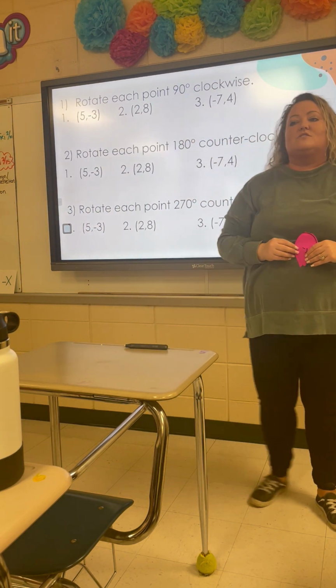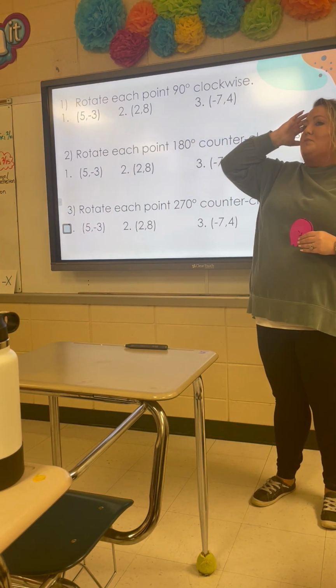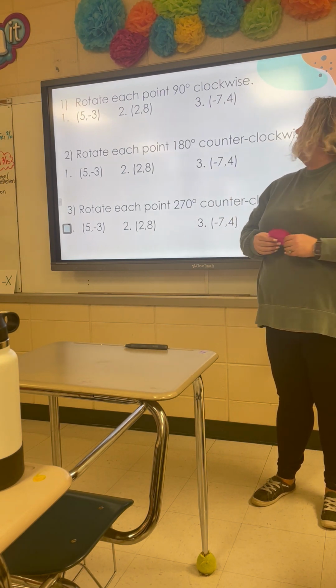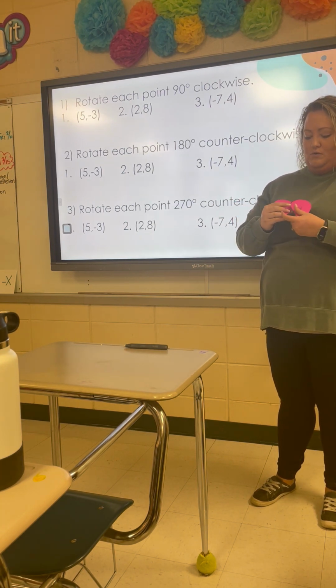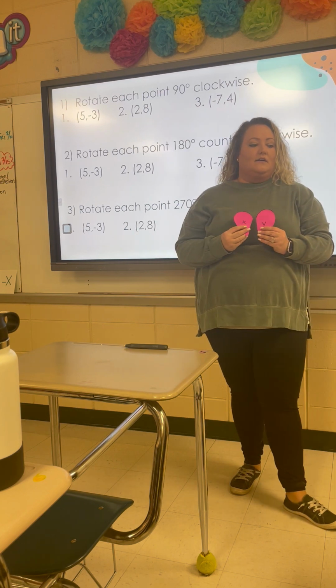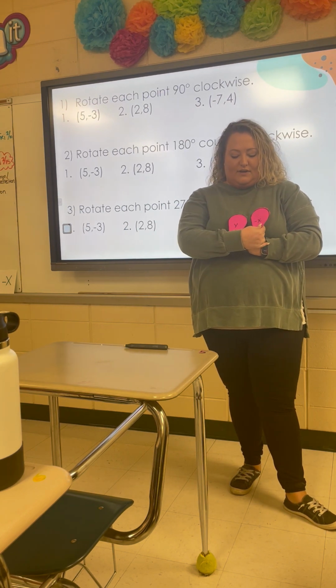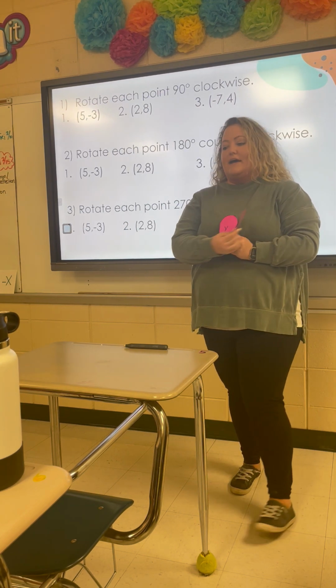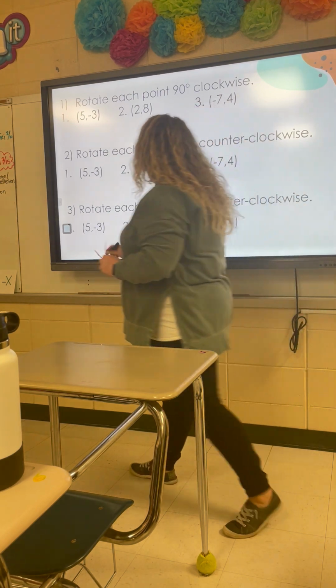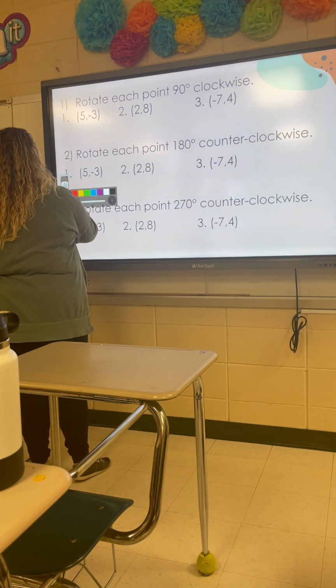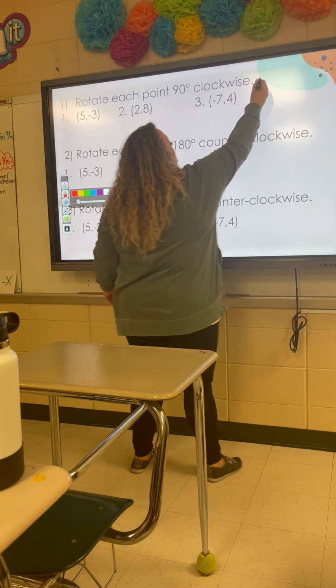All right, so now let's do some examples. Rotate each point 90 degrees clockwise. So let's start with finding our rule. We start with XY. We flip one time to the right for clockwise. And there's our rule, Y opposite X. So let's start there by writing the rule. Y opposite X.